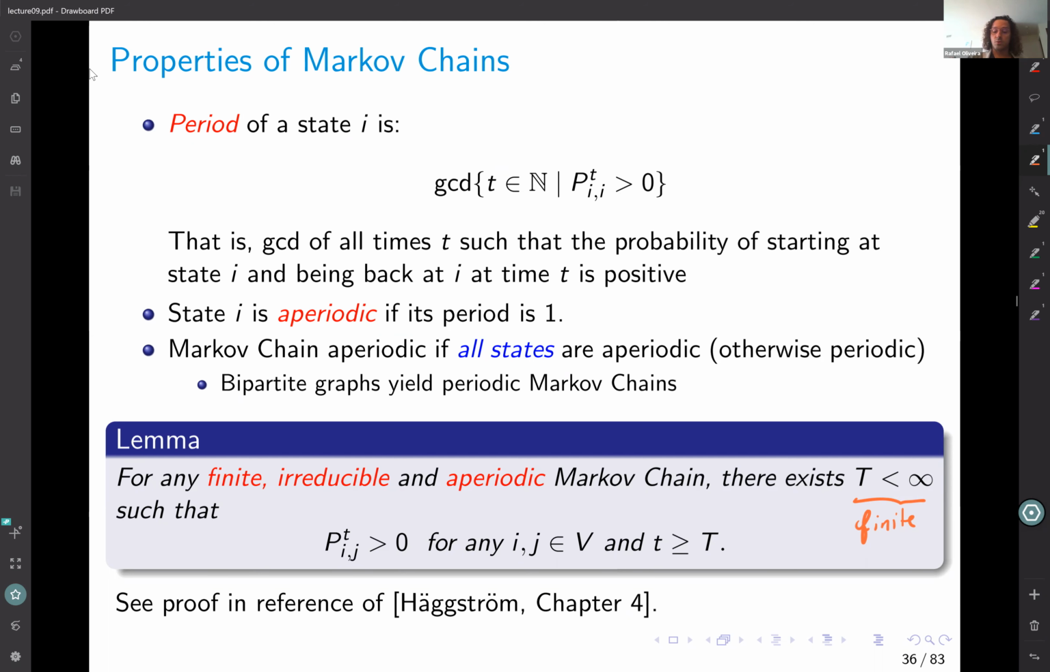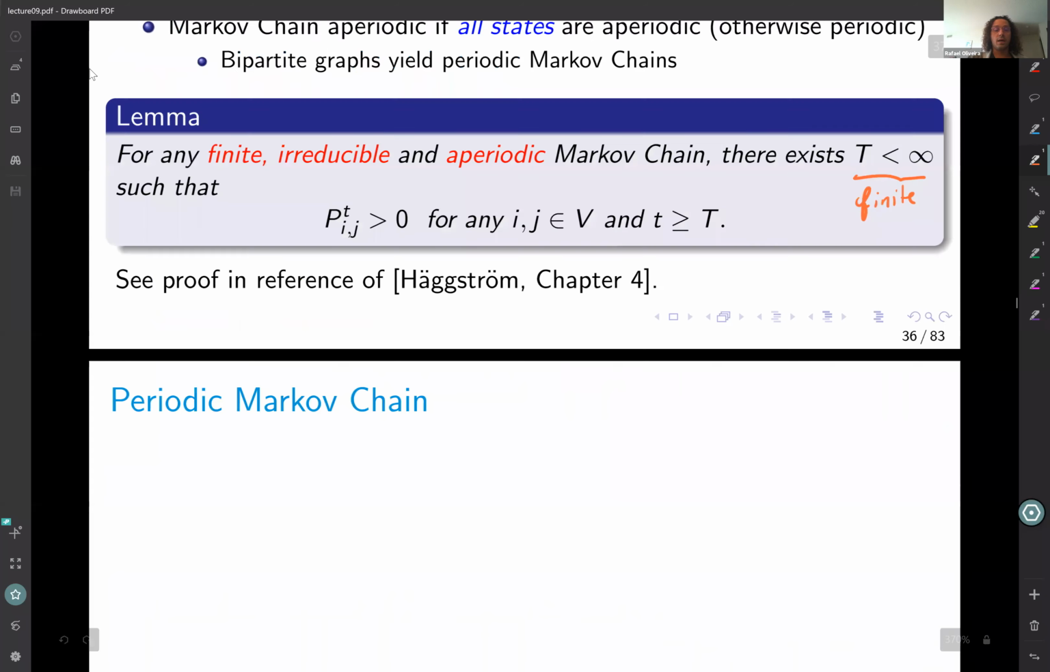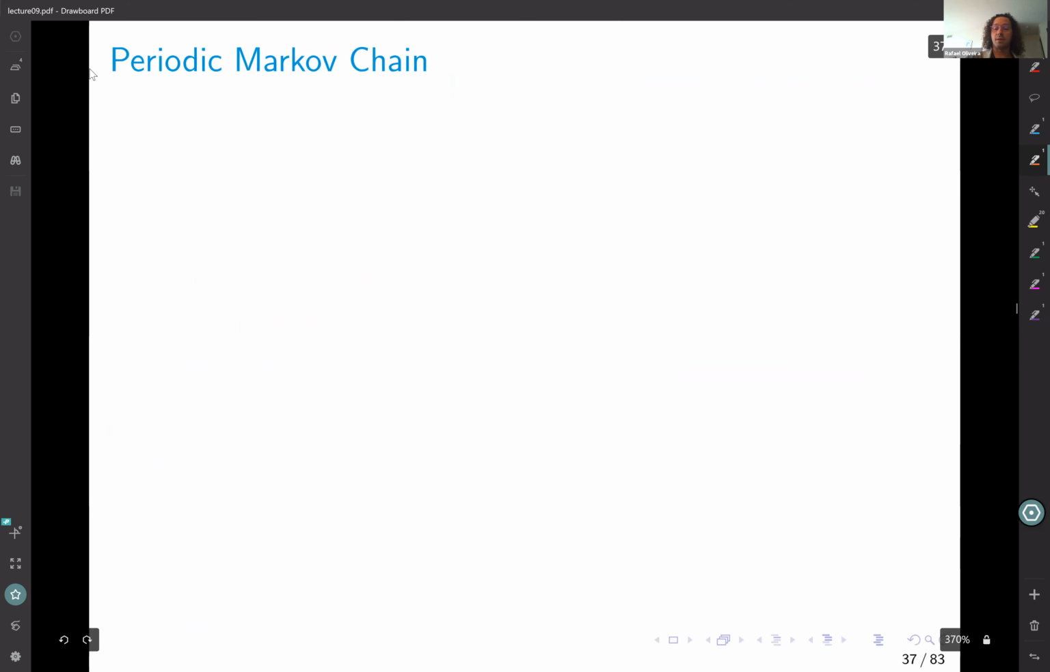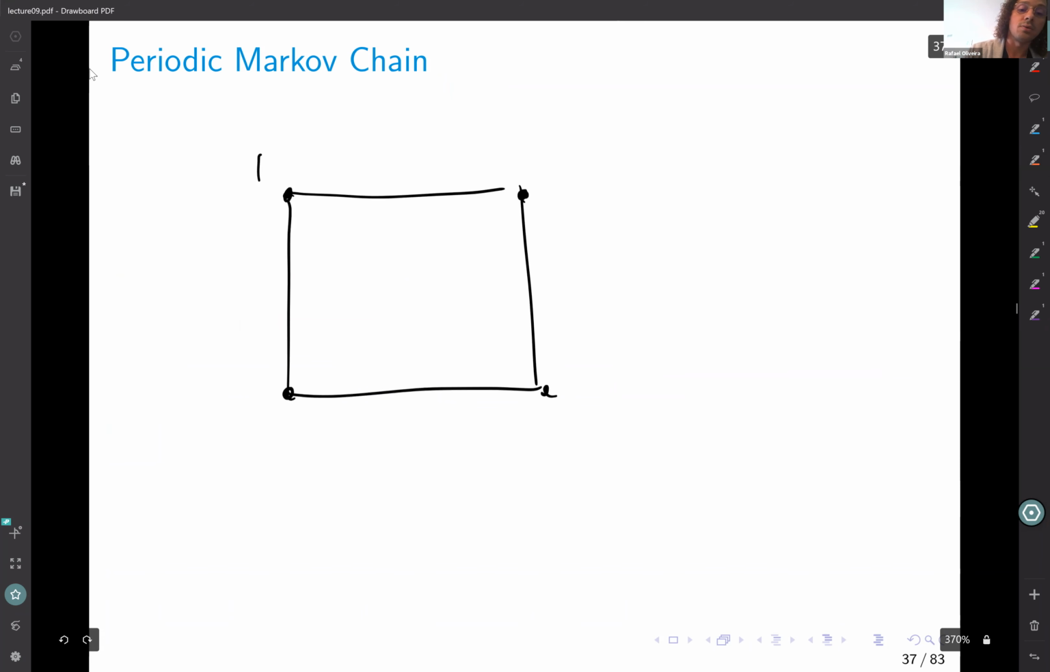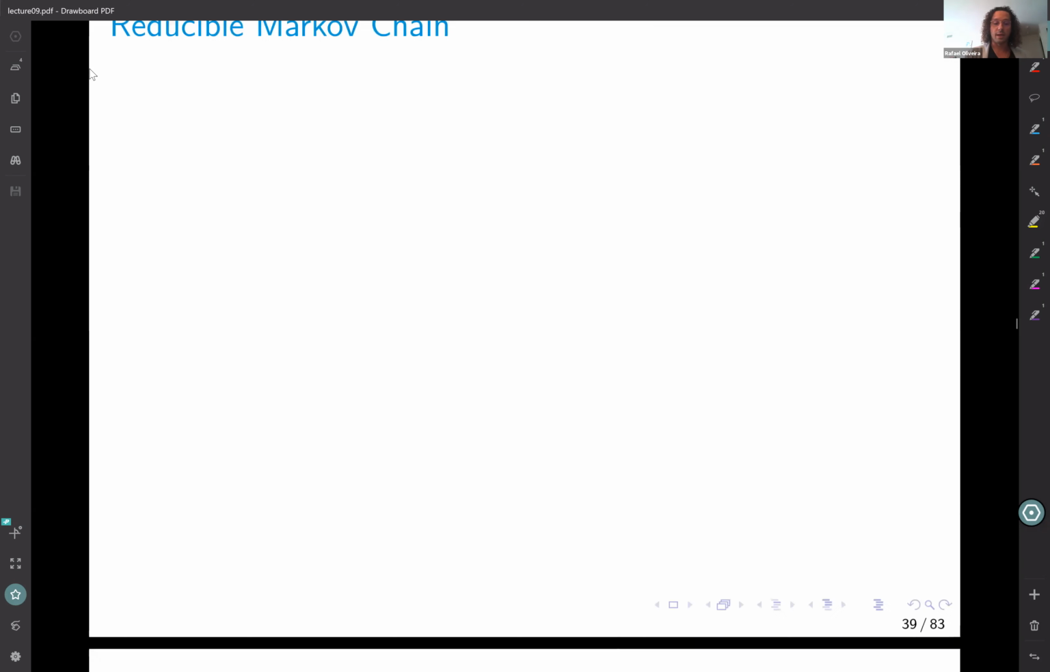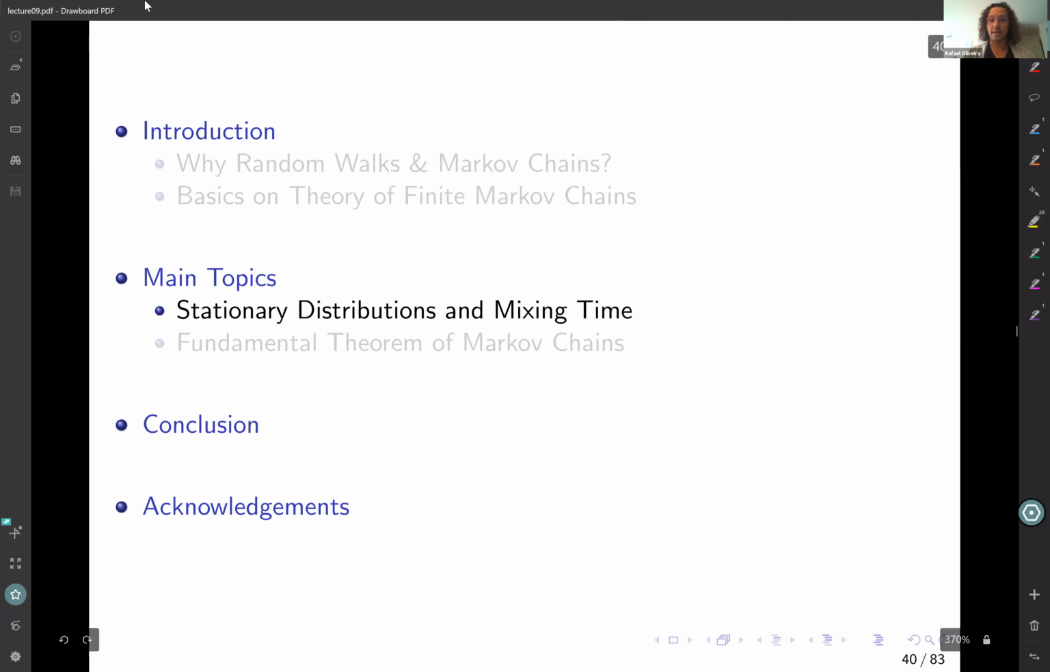As we saw before, let me just draw the example again. But again, we know that this random walk is periodic, with vertices 1, 2, 3, 4. We already went over it, and we already went over examples of reducible Markov chains. So I guess this is the first part of the lecture.